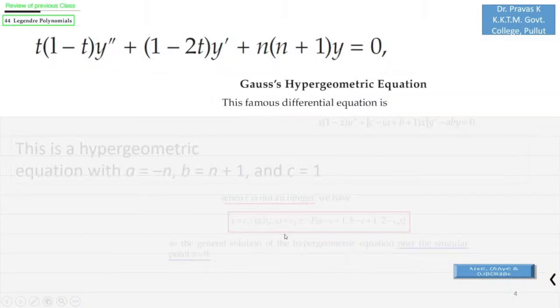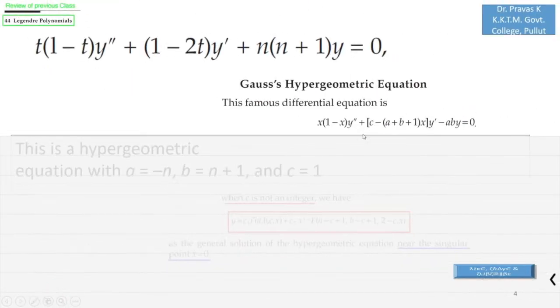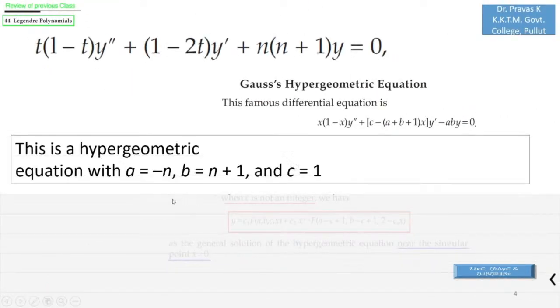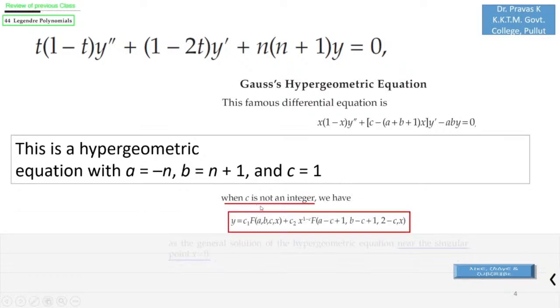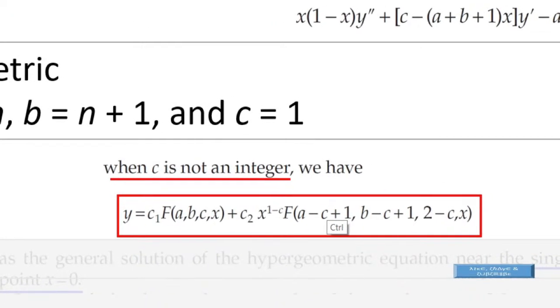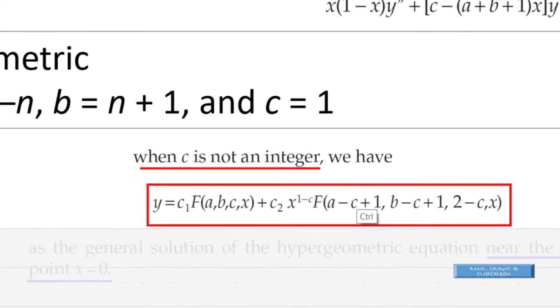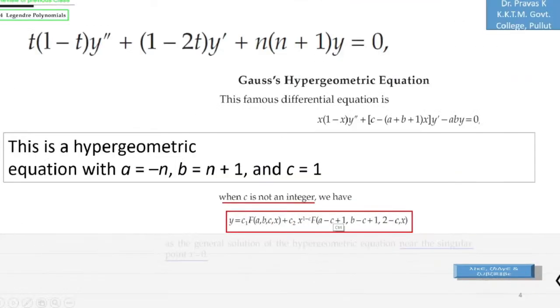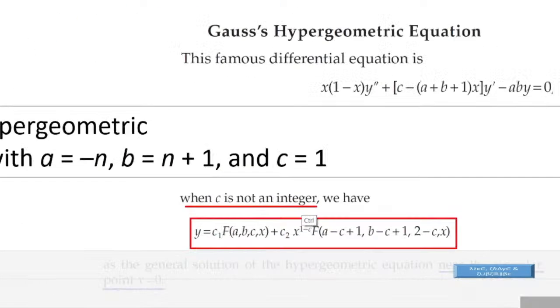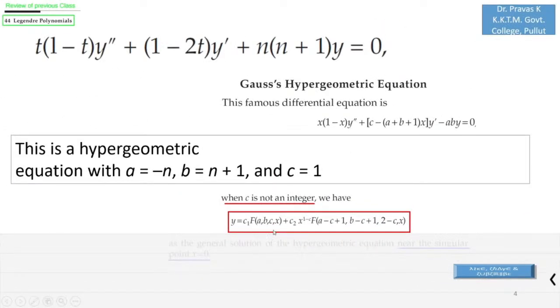That is, let us compare it with the Gauss hypergeometric equation. But we can see that here the values of a, b and c are like this, and here c is an integer. But we know that when c is not an integer, then we can find the general solution of the Gauss hypergeometric equation in this form near the singular point x equal to 0. But since c is equal to 1, we can only ensure the first part of this solution.